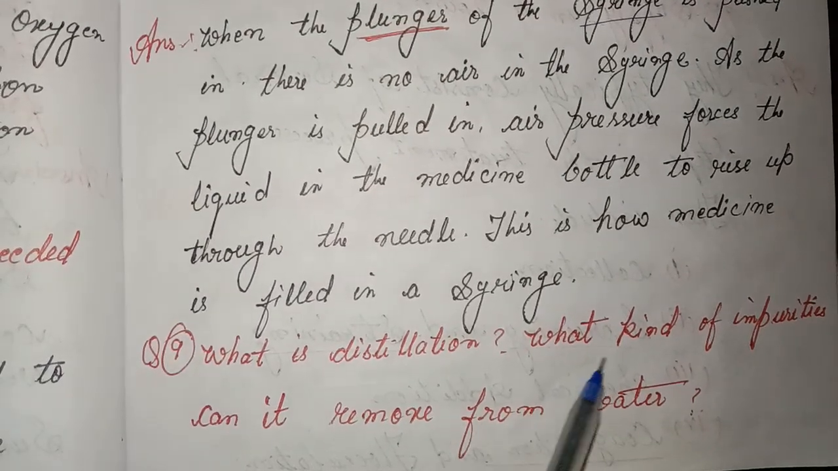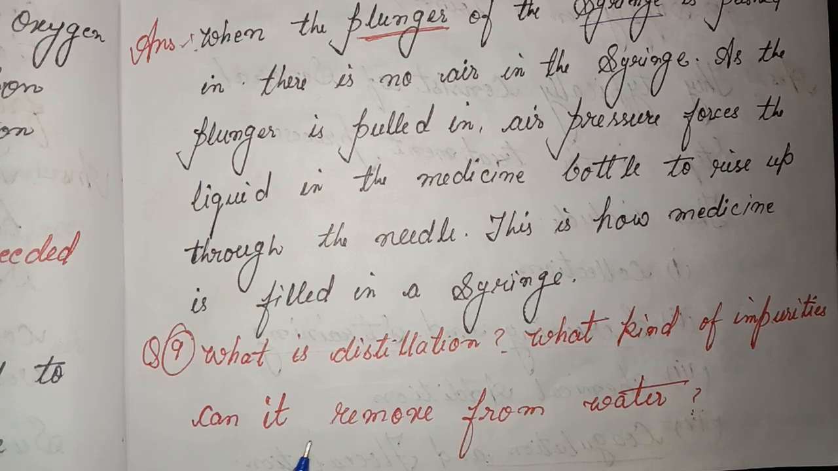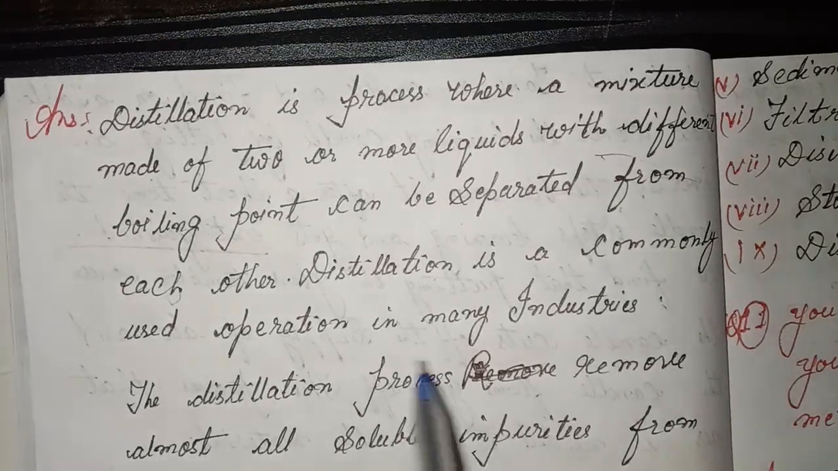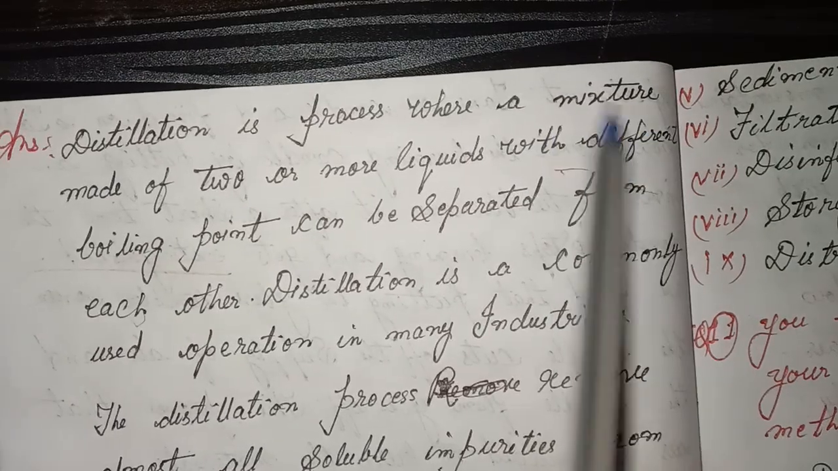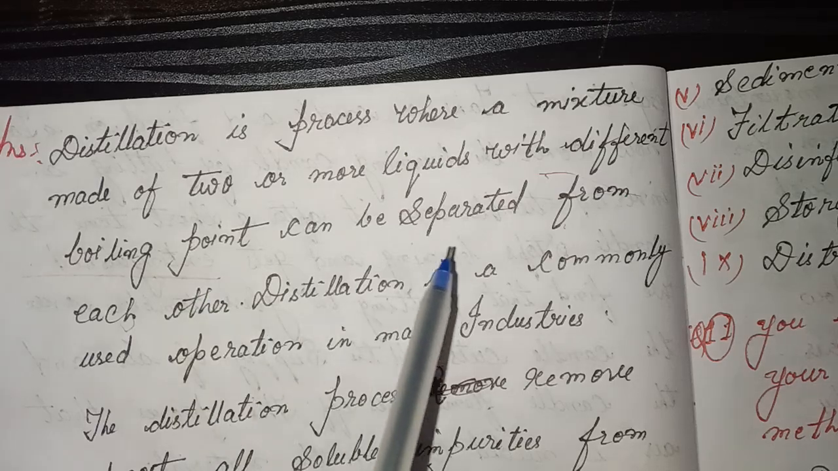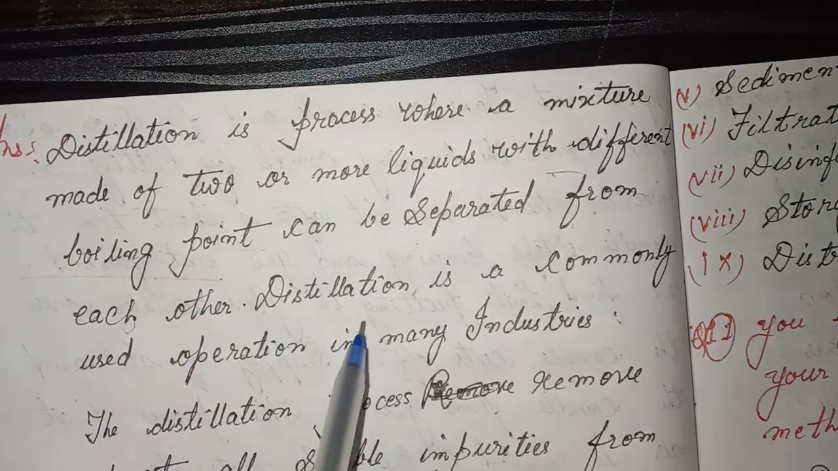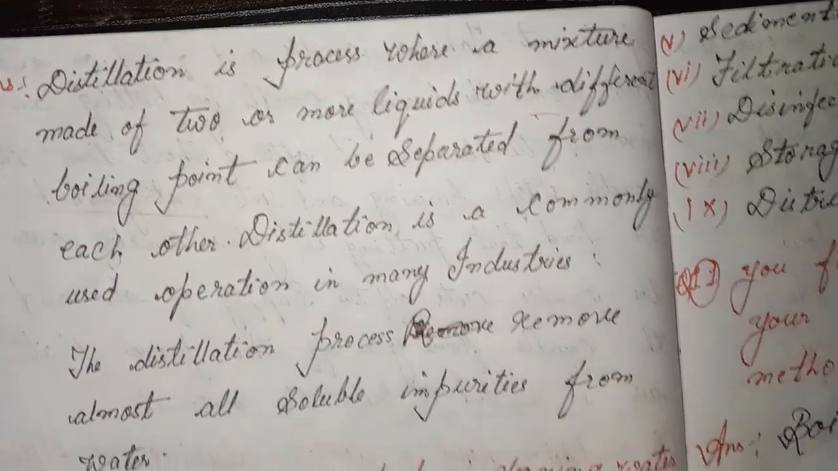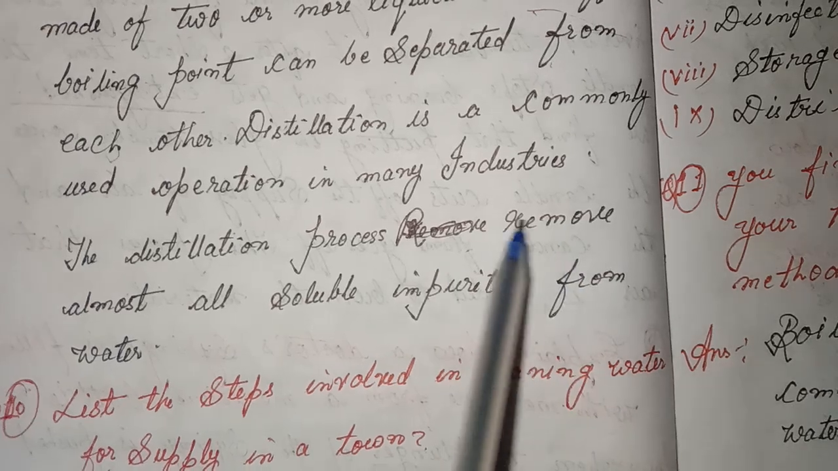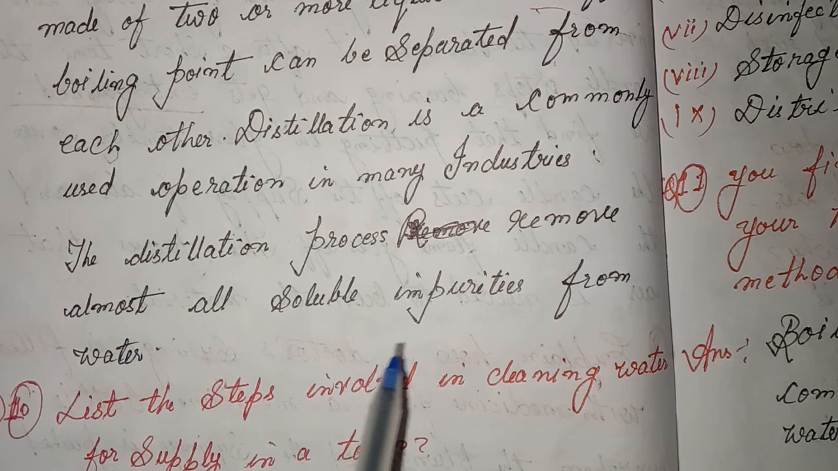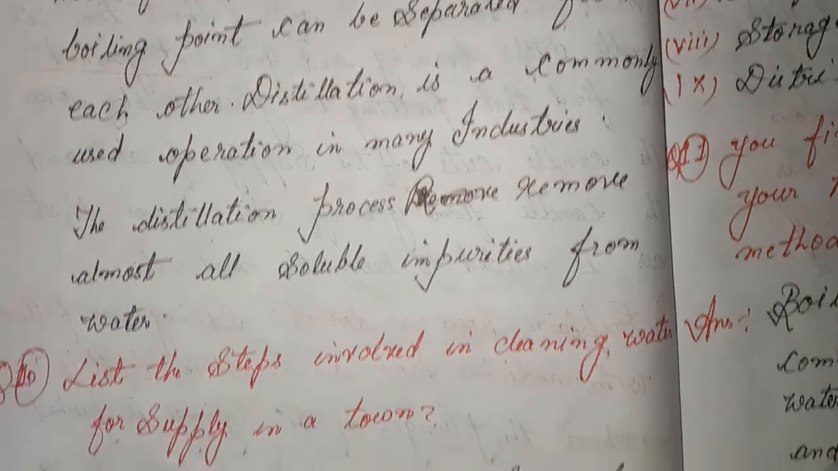9. What is distillation? What kind of impurities can it remove from water? Answer. Distillation is a process where a mixture made of two or more liquids with different boiling points can be separated from each other. Distillation is a commonly used operation in many industries. The distillation process removes almost all soluble impurities from water.